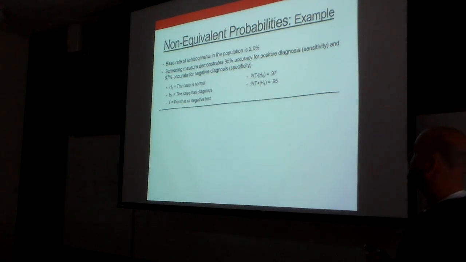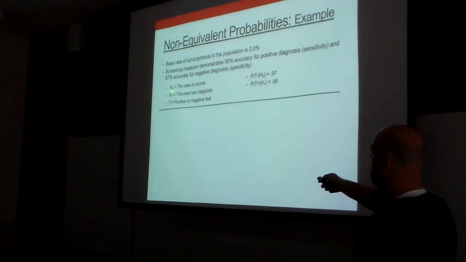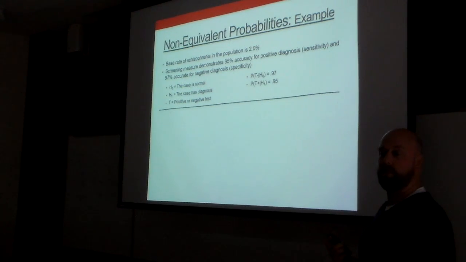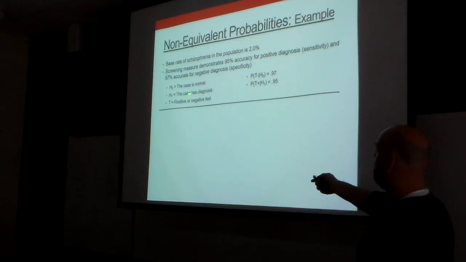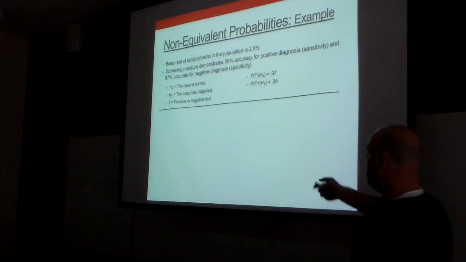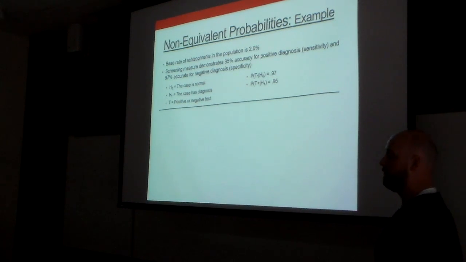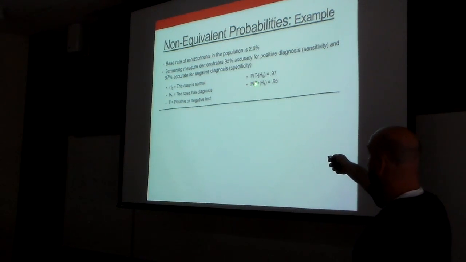And what I've done is I've developed a screening: 95% accuracy for positive diagnoses, 97% accurate for negative diagnoses, okay? So in notation, if we set this up, H0 is the normal case, the person doesn't have schizophrenia. H1, the person has schizophrenia, right? And T is our positive or negative test. So the probability of a negative test, given that the person doesn't have schizophrenia, is 97%. The probability of a positive test, assuming that someone does have schizophrenia, is 95%.